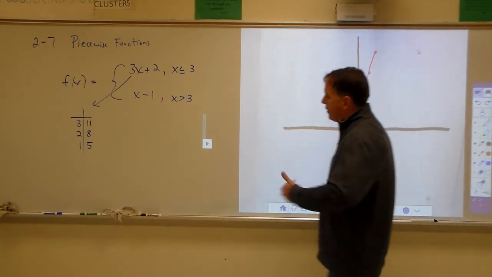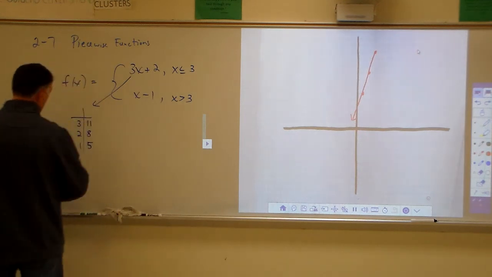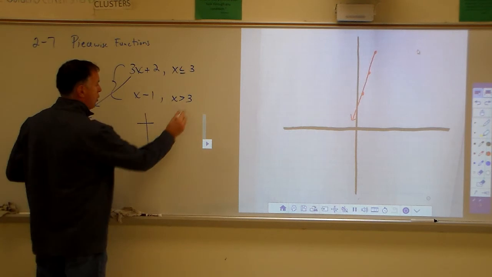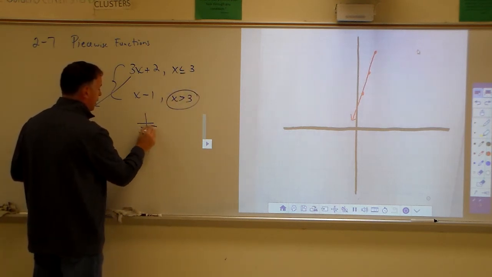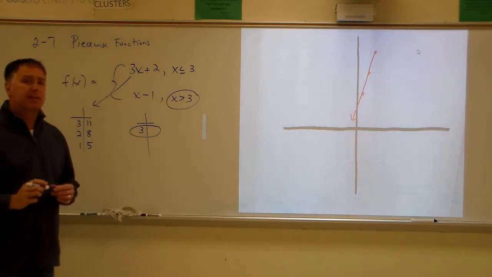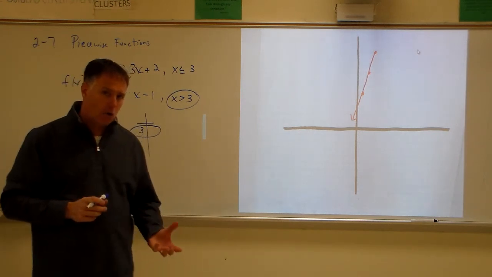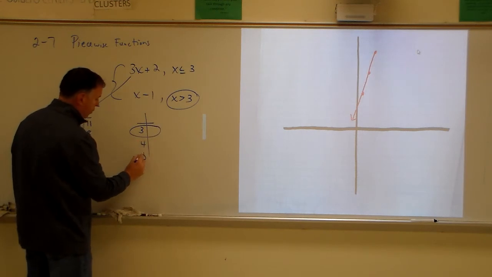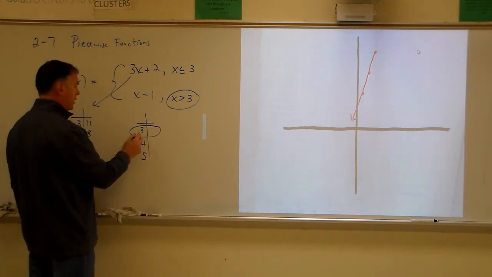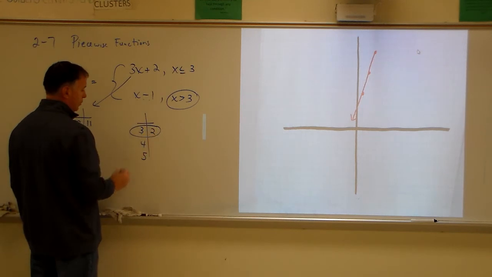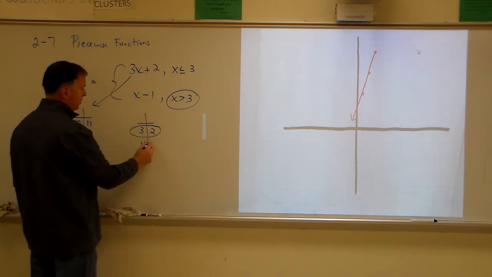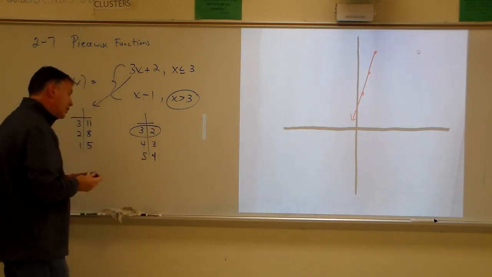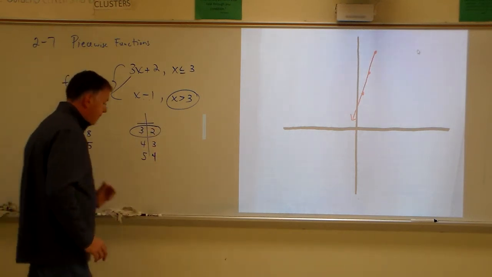Now I've got to do the other one. So I make an XY chart for this. I always start with this number, but I'm going to put an oval around it that reminds me that when I graph that, it's going to be an open circle. So greater than 3, I can put in a 3, I can put in a 4, I can put in a 5. So let's put in a 3. 3 minus 1 is 2. Put a 4. 4 minus 1 is 3. Put in a 5. 5 minus 1 is 4. So 3, 2, 4, 3, and 5, 4.